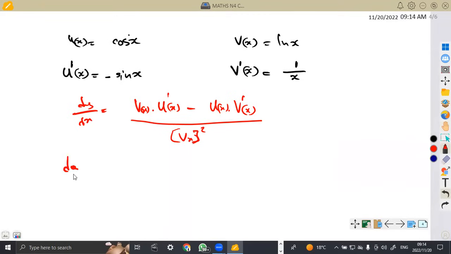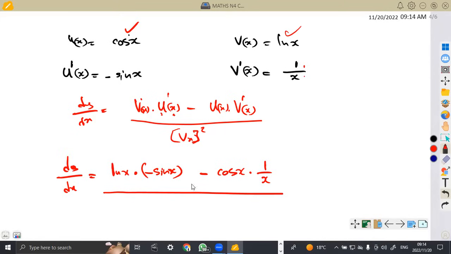So dy/dx is equal to v(x). Our v(x) is ln x, so it's going to be ln x times the first derivative of u, which is negative sin x, minus u(x), which is cos x, times the first derivative of v, which is 1 over x. Everything over v(x) squared, of which our v(x) is ln x, but we have to square this. Okay, so that was it.